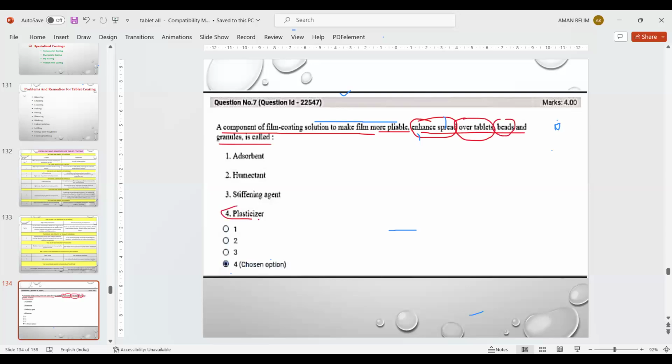Yes, it is plasticizer. Plasticizer will allow the spread of the material. In film coating solution, we also add plasticizer, and that plasticizer will allow the spread of the solution. Otherwise, it would be imparted only on a specific part of the tablet bed during coating in the pan, but because of the plasticizer, it will spread out. So the answer is plasticizer, and this is from GPAT 2023, a previous year question paper.